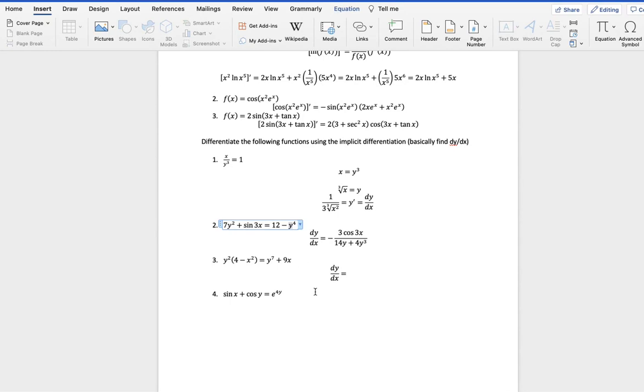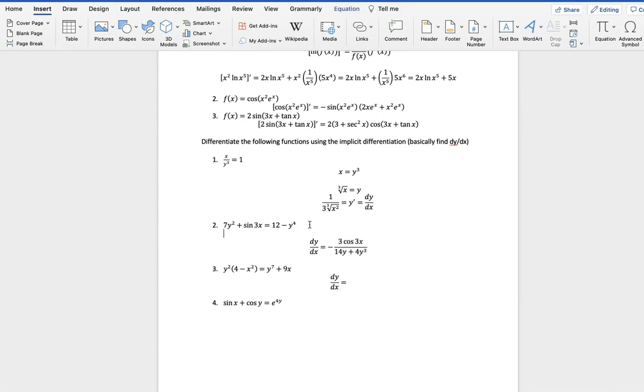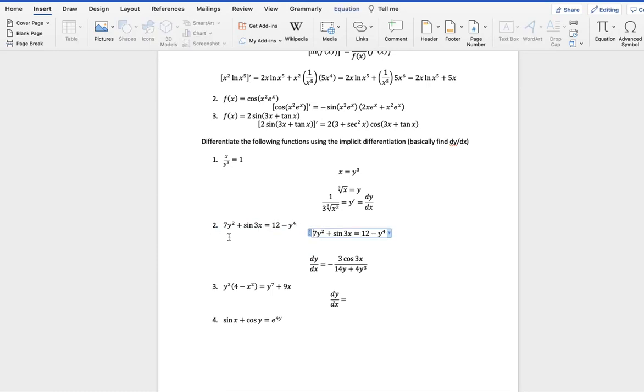Sir, can you please repeat number 2? Number 2, you're taking the derivative of y in terms of x. So let's write it down and then see what we get. I'll just write down the first step and then you can simplify from there. So let's derive the first one. You have 7 times the derivative of y squared, which is just 2y dy over dx. Remember, you're deriving in terms of x.